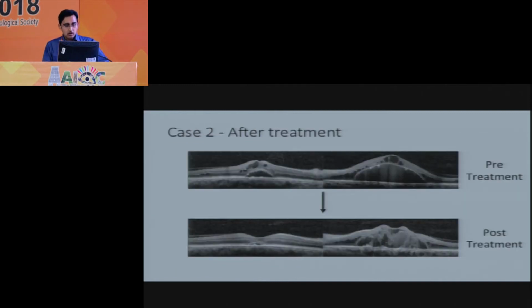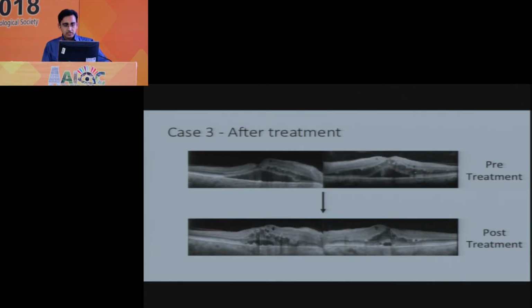This is case 2 after treatment, where you can see the patient was started on chemotherapy. After treatment, the amount of subretinal fluid was decreased in the right eye, but in the left eye, subretinal fluid does not decrease much, and there is deposition of subretinal hyperreflective material. Case 3 after treatment shows decrease in the amount of subretinal fluid, but still it does not go off completely, and some SRF is still persistent.